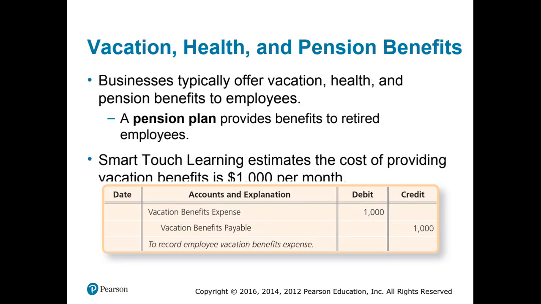So vacation, health, and pension benefits. Businesses typically offer vacation, health, and pension benefits to employees. A pension plan provides benefits to retired employees. SmartTouch Learning estimates the cost of providing vacation benefits is $1,000 per month. So we're going to debit our vacation benefits expense by $1,000, and we're going to credit vacation benefits payable by $1,000. And this is to record employee vacation benefits expense.